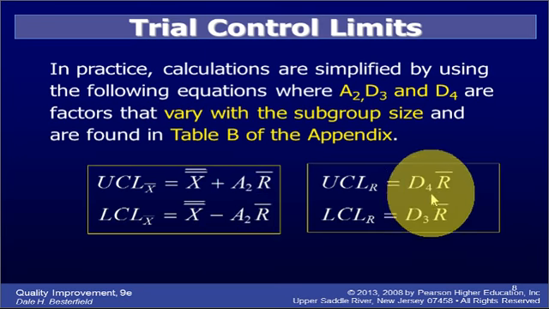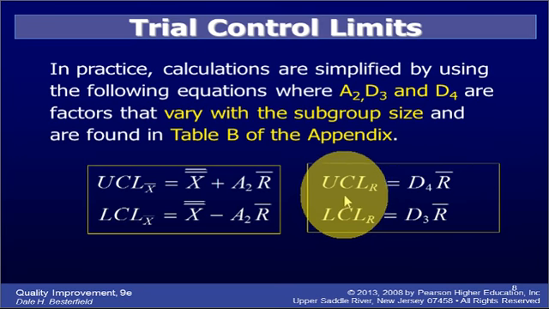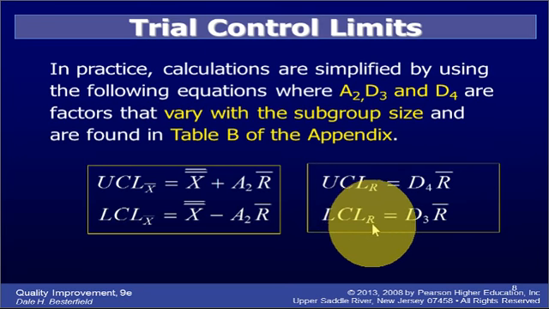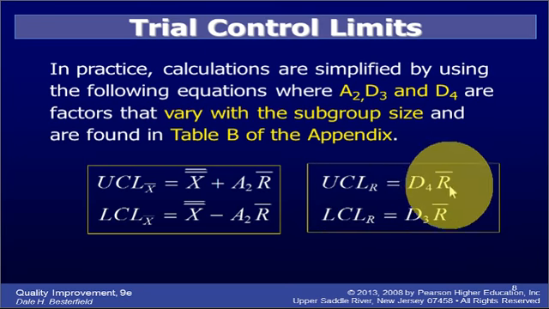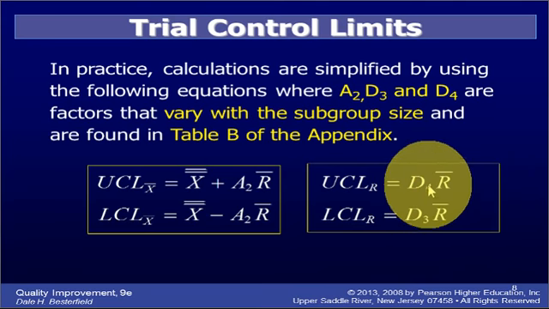And for the control limits for the range, we define that the upper control limit and lower control limit for the range are a multiple of the average of the range. So this D3 and D4 will also be looked up from table B.